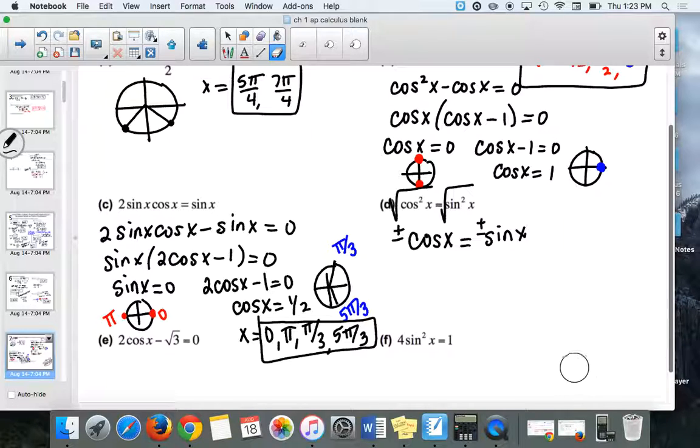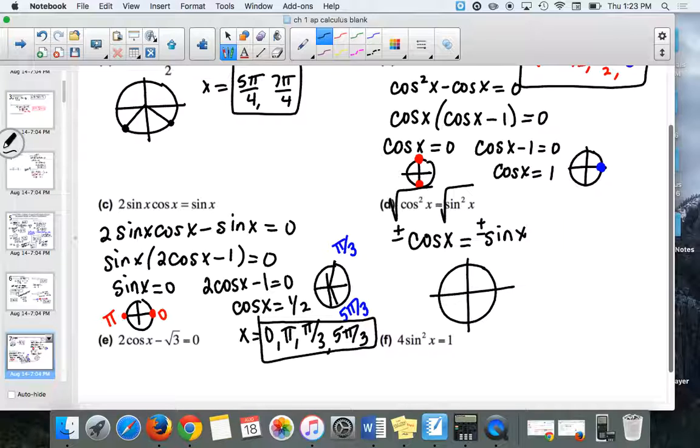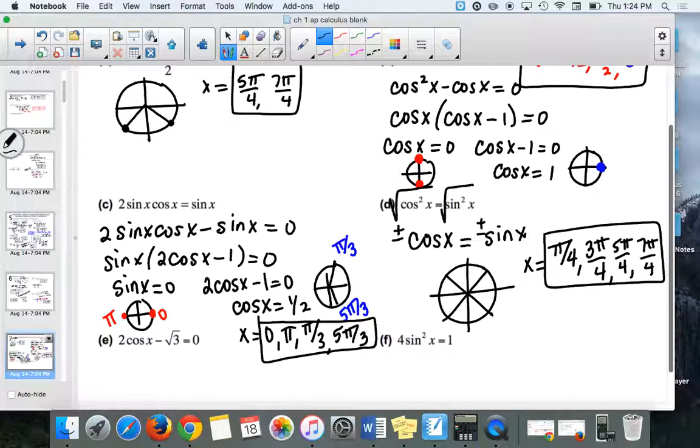So anyway, Grant thinks he has the answers. Grant, what do we think they are? I think that they're all of the ones where it's pi over 4. It is. So we have pi over 4, 3 pi over 4, 5 pi over 4, and 7 pi over 4. Those are our 4 answers.